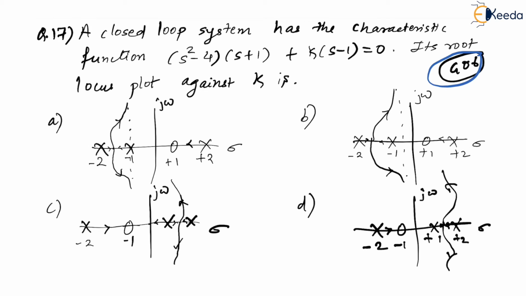Yes, it is a GATE 2006 question. What is the question asking? A closed loop system has a characteristic function. This is the characteristic equation given. Its root locus plot is what they are asking. Okay. Yes, we will try to find out.